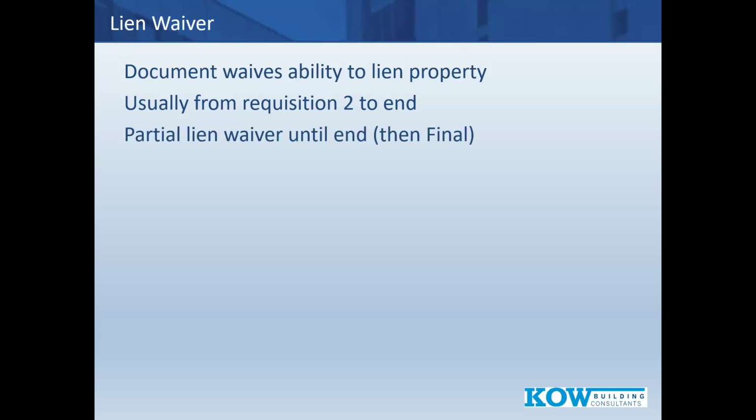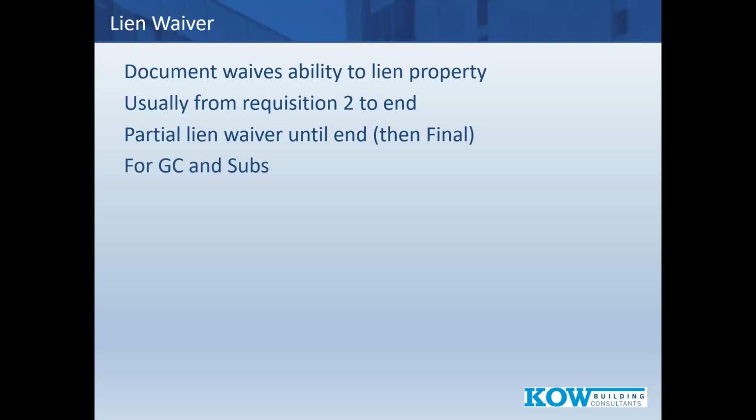Once you get requisition 2, they'll say to you, oh, yes, we've paid everyone through our requisition 1, and here's a partial waiver of lien. It's a partial lien waiver until the end. Then it's final. Sometimes I'll see this get mistaken where someone will call a final lien waiver mid-project because it's signed or so. No. It's a partial lien waiver. You only get a final lien waiver once, and that's when all the work is done, all the work is funded, and all the work is paid for.